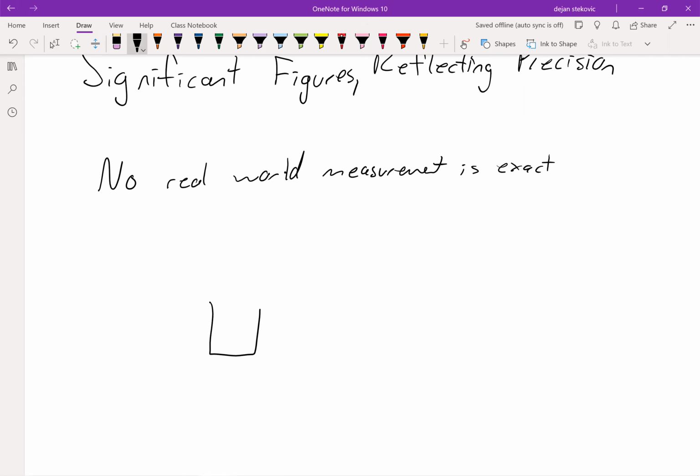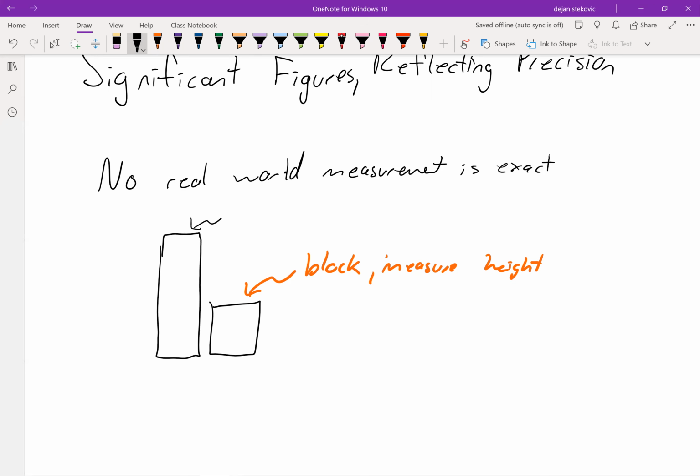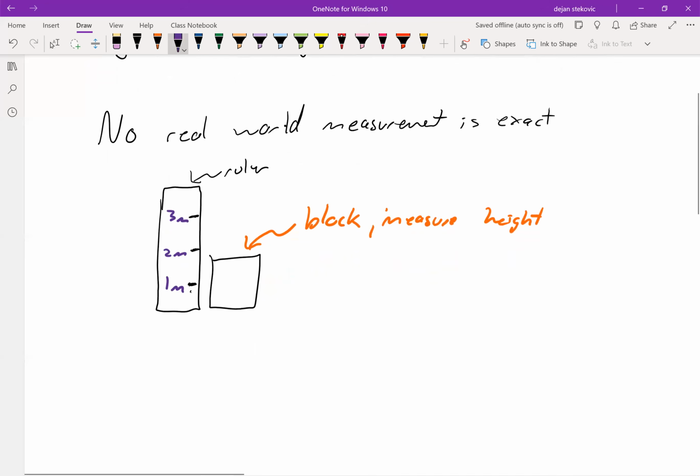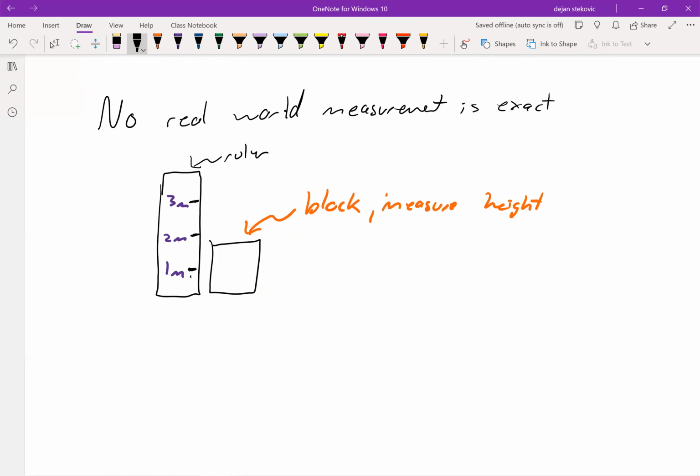So for example, let's take a block. So this is just going to be some kind of block. And we're going to want to measure the height of the block. And then over here, we've got our ruler that we're going to use to measure our block. And so we're going to call this mark right here. I'm just going to put 4 marks by it. Call this 1 meter, 2 meters, and then 3 meters. Meters are just a unit of measurement. Same like a foot, essentially. If you're not sure what a meter is.